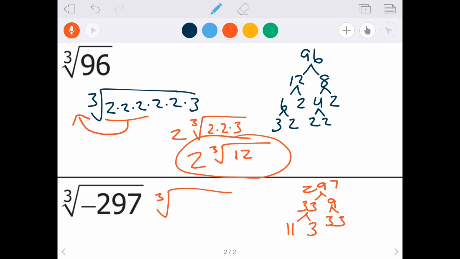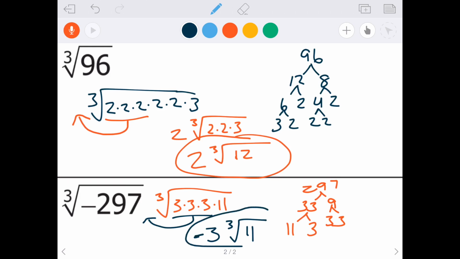So I'm going to rewrite it. I have 3 times 3 times 3 times 11. So I know in the back of my mind, I know I have a negative sign. But I'm just going to kind of ignore it until the very end. So I have a group of 3 here. So I'm going to take that out front. So I know that it's negative, so I just kind of ignored it till the very end, and I'm just going to put it in front of the number that I moved out front. So that's all I really do with the negatives. I just kind of wait till the very end, and then I just stick the negative sign in front of the number out front.